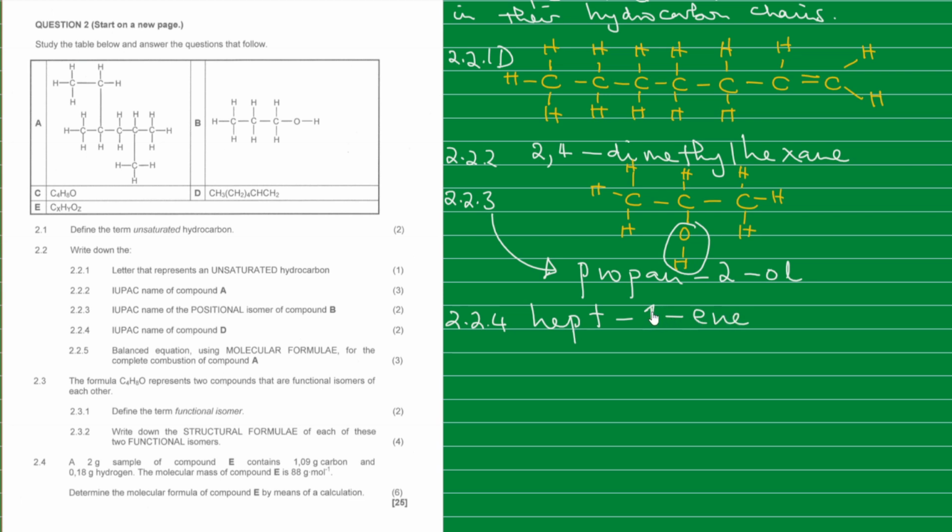Again, remember, whenever you write a number and letters, they are separated by a dash. That's why we've got those dashes. Hept is our stem or root, and ene is our suffix, the ending for alkenes, and 1 indicates where our double bond is, which is the functional group for alkenes. So that answers 2.24 and 2.25.